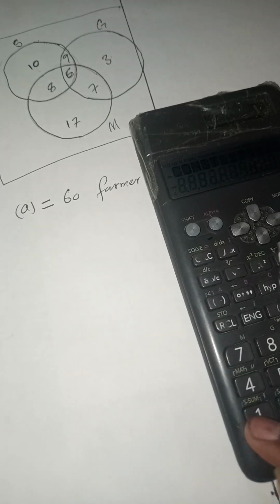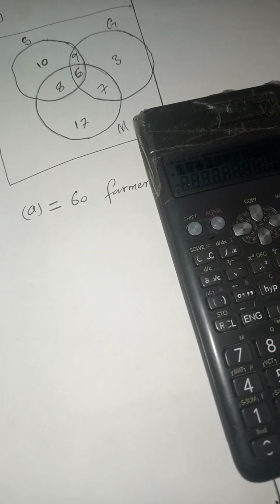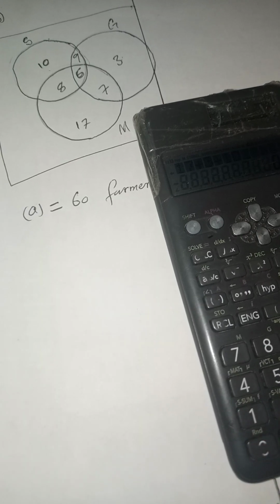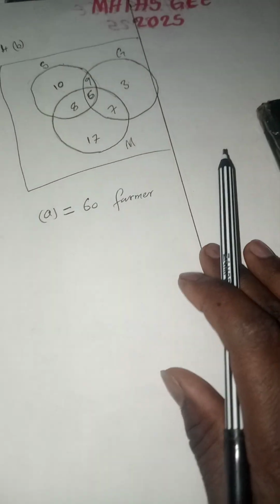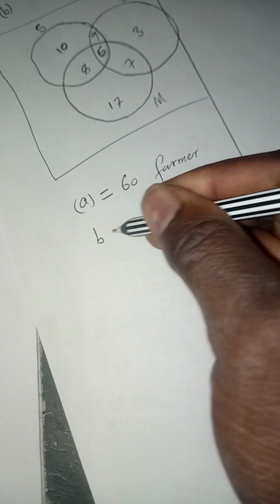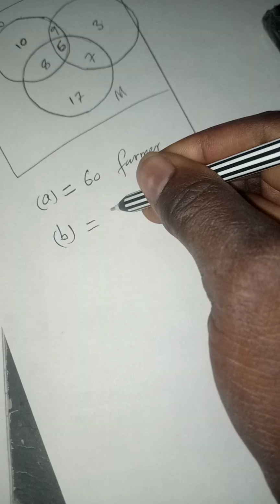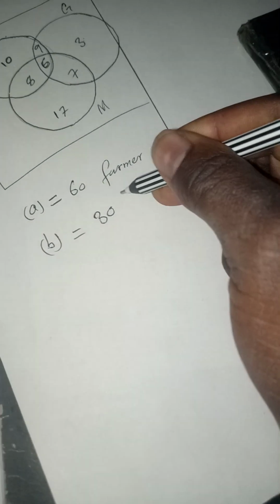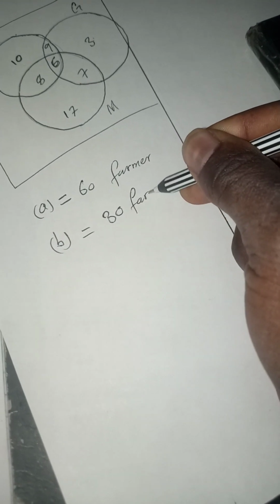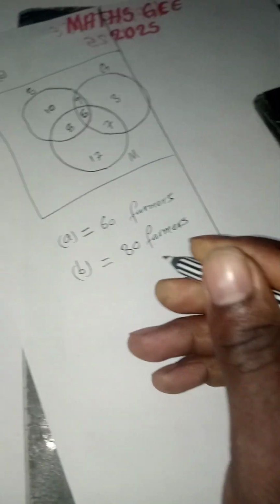So we add 17 plus 3 plus 10, which is going to give us 30. So we are saying that B is equal to 30 farmers. 30 farmers.